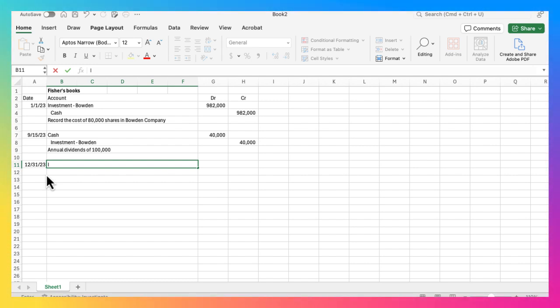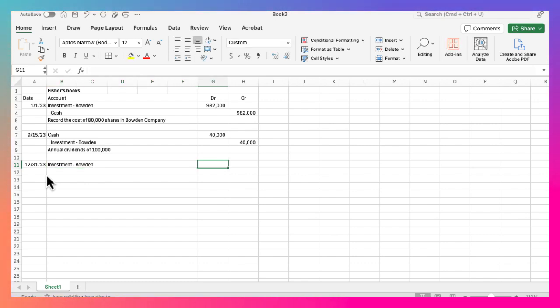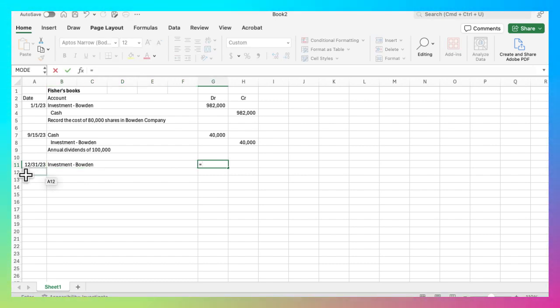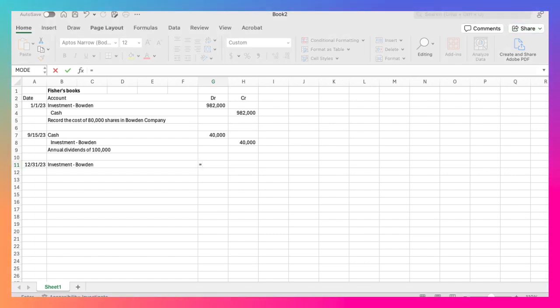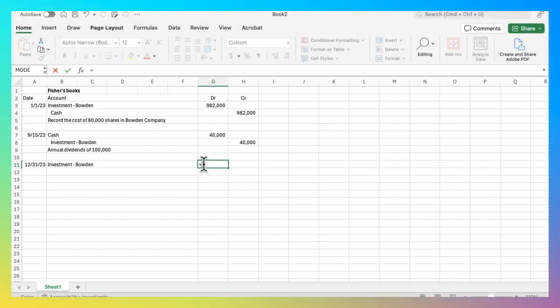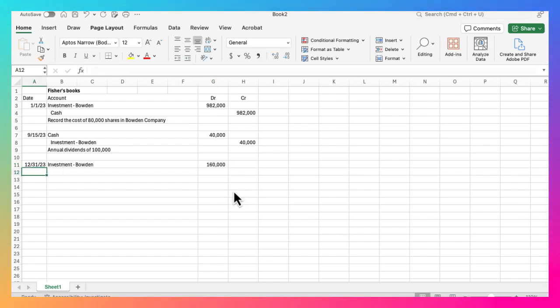We're going to debit investment in Bowdoin by $160,000. Now, how did I get that? Well, we know that the net income is $400,000. We're entitled to 40% of that. That's how I got my $160,000.